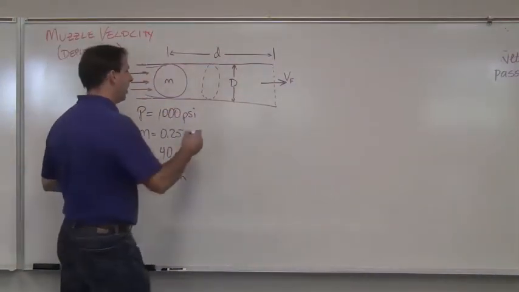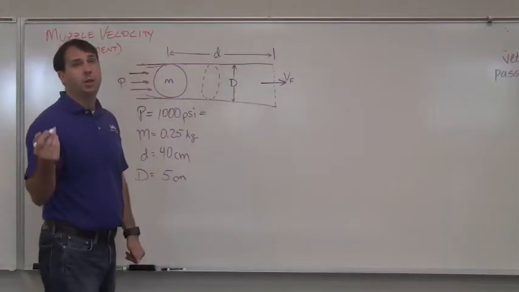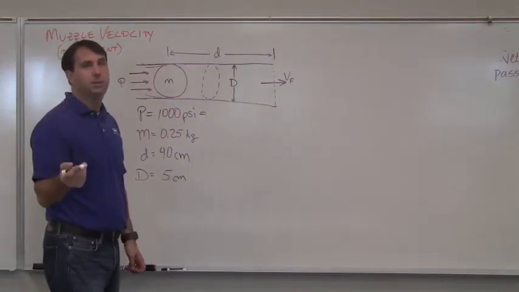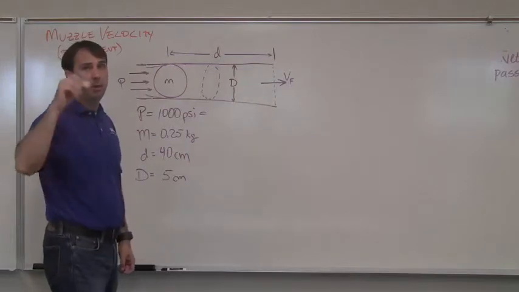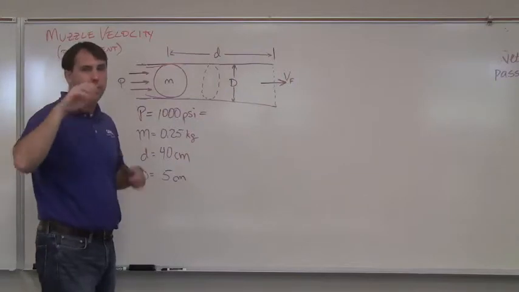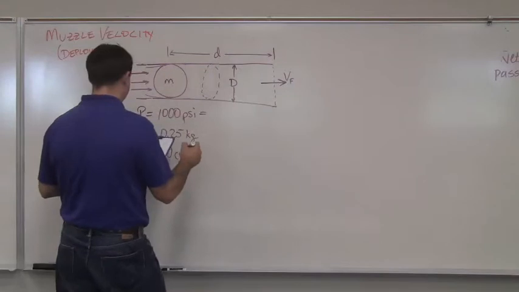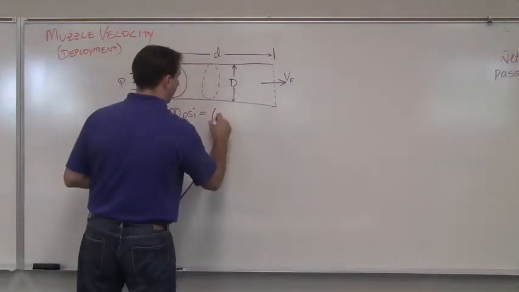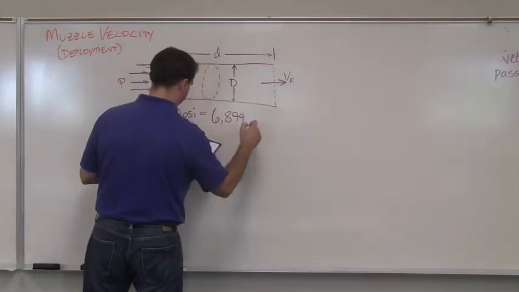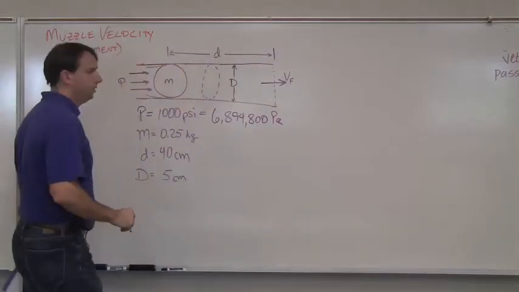So change your PSI. You can put it in Google. 1,000 PSI equals question mark. The unit for pressure in the metric system, or SI units, is the Pascal, big P, little a. So you can put 1,000 PSI equals question mark, big P, little a. Google will tell you. Google's awesome that way. The answer for 1,000 PSI is going to be 6 million. There's lots of Pascals. 6,894,800 Pascals. Okay, that's the unit.